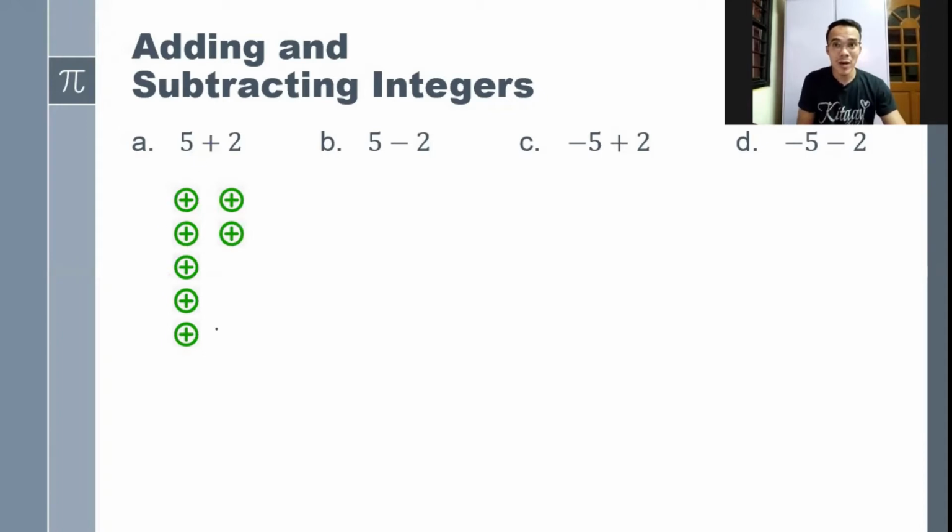How many chips do I have altogether? I have here 7 positive chips. Therefore, 5 plus 2 is equal to 7. Positive 7 or just 7.